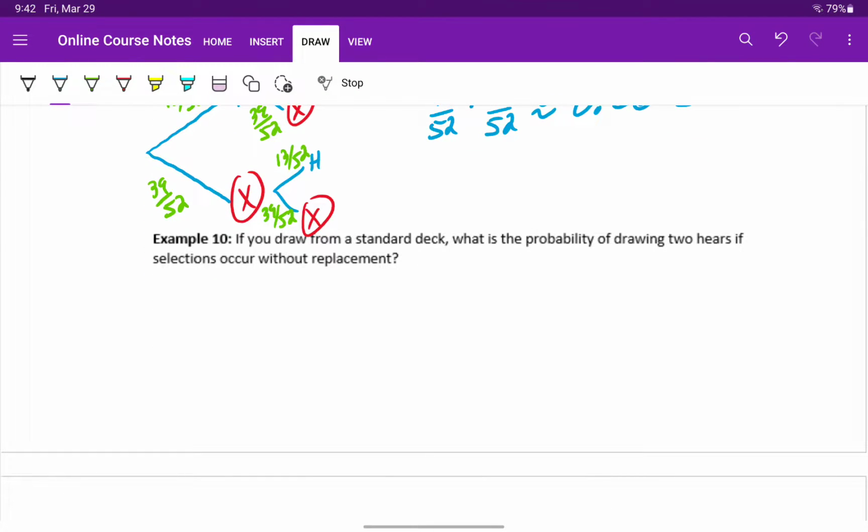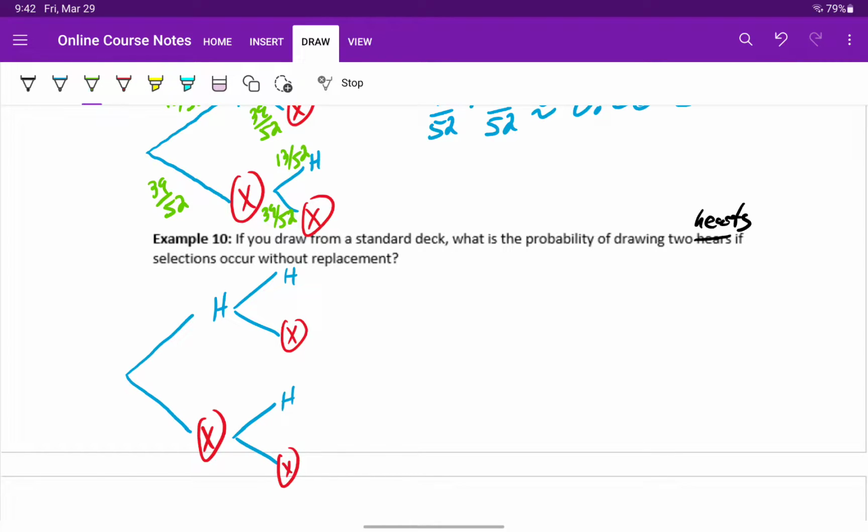In example 10, we have the exact same scenario occurring, except that I have a typo there. Except now what's happening is that selections are occurring without replacement. This means our tree diagram is going to look identical to start. And our two initial probabilities will be exactly the same. But now we have selection occurring without replacement.